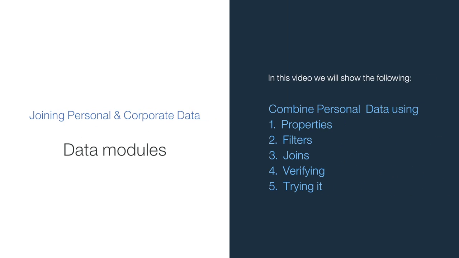In this demo, we're going to upload personal spreadsheet data and then create a data module that will incorporate that spreadsheet data along with our corporate data. We'll take a look at how to set properties for reporting objects, how to create filters, and how to create joins between our reporting objects. We'll then test our model that we've created in the data module and take a look at the results.